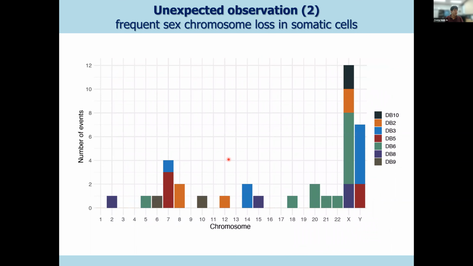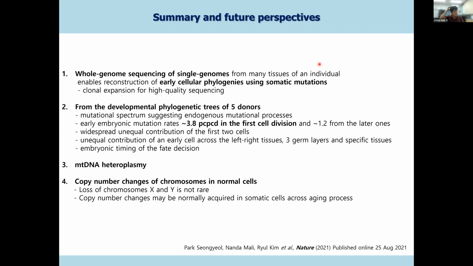And another unexpected observation is we found many chromosome-level copy number changes, chromosome gain or chromosome loss, in the clone whole genome sequencing. And the sex chromosomes are actually enriched. For male clones, Y chromosomes were frequently missed. And for female clones, X chromosomes were frequently missed. So we believe that sex chromosome loss can be frequent in our normal aging processes. So this is the tentative summary.